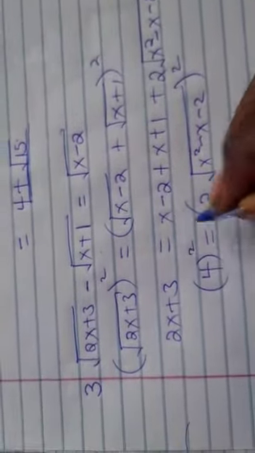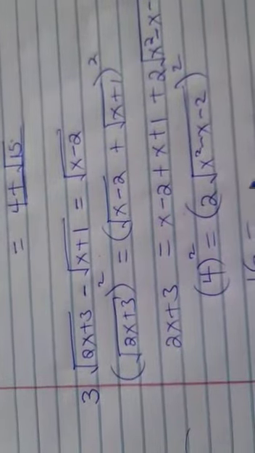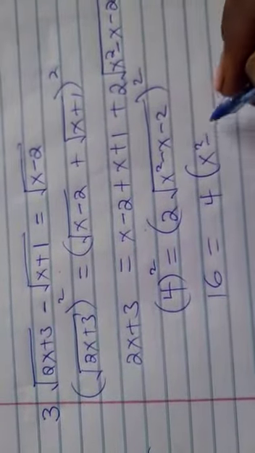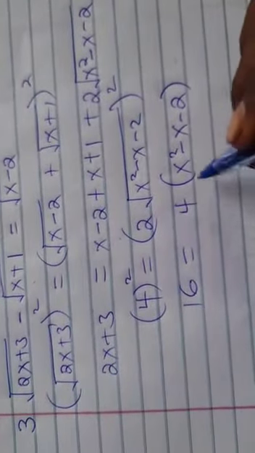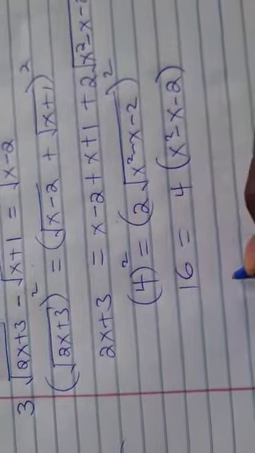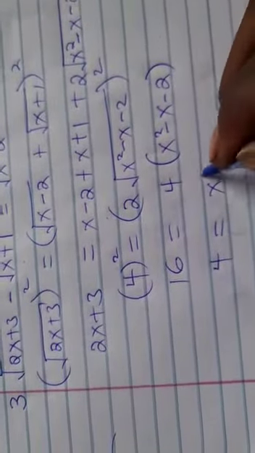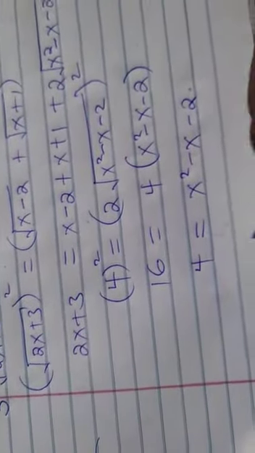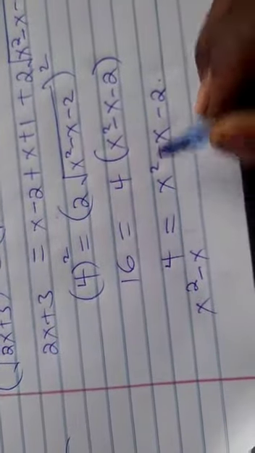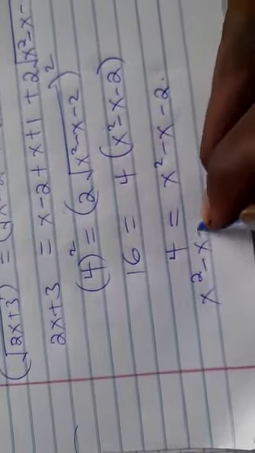Then to remove this root symbol, I square both sides, come up with 16 equivalent to 4 into bracket x squared minus x minus 2. I think that is clear. Then if I divide this through by 4, I remain with 4 equivalent to x squared minus x minus 2. Then this one, the same as having x squared minus x, 4 going this side becomes negative 4, which is negative 6, equivalent to 0. If you solve, this is a quadratic equation.